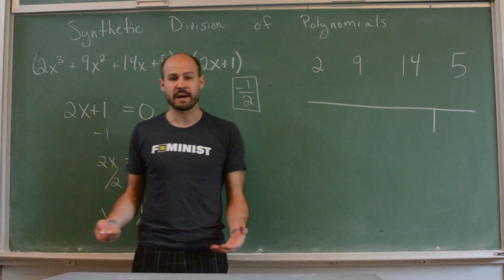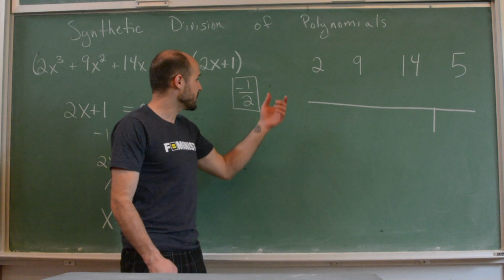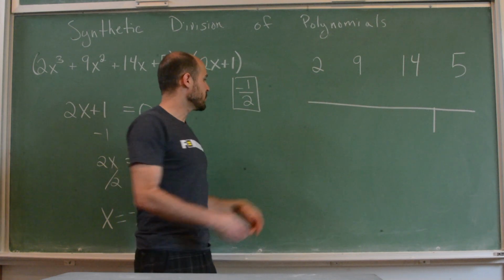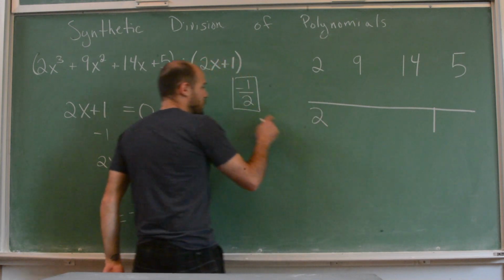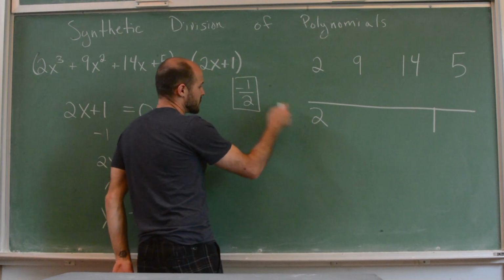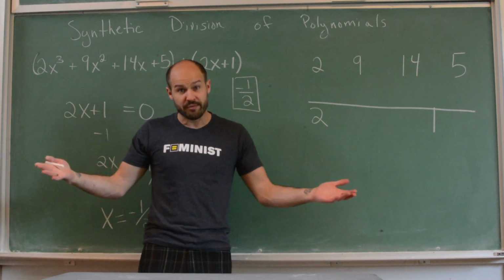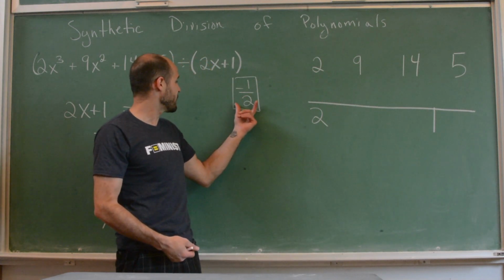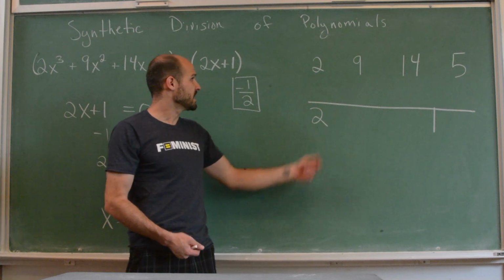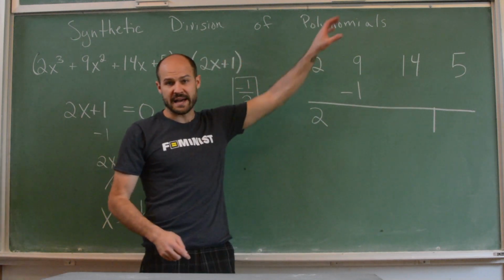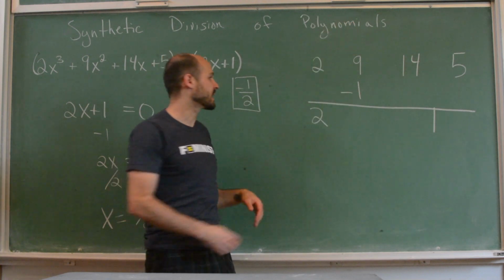So now we're going to go about the same way we would normally do the process for step 3. We bring the first 2 down. We multiply it by our multiplier. So in these scenarios, we're multiplying by a fraction. So do your fraction math. Negative 1/2 times 2 is negative 1. Add down, 9 plus negative 1 is 8.